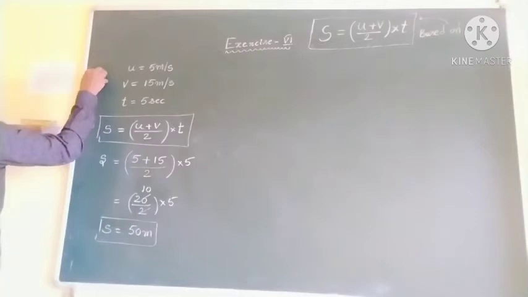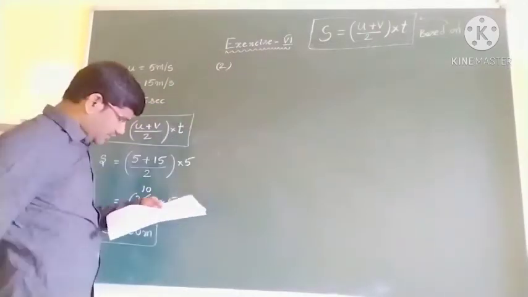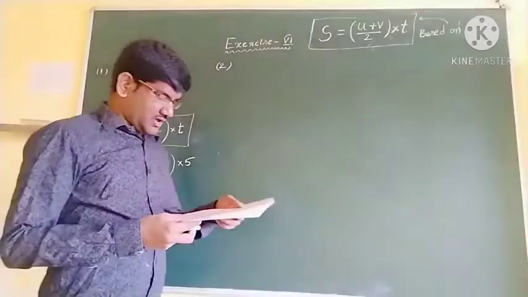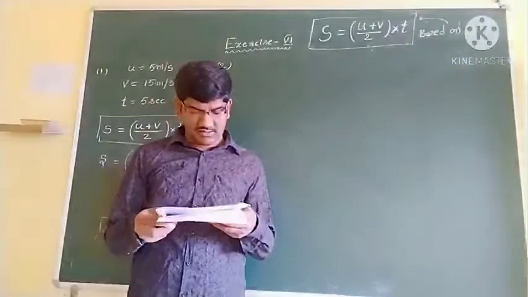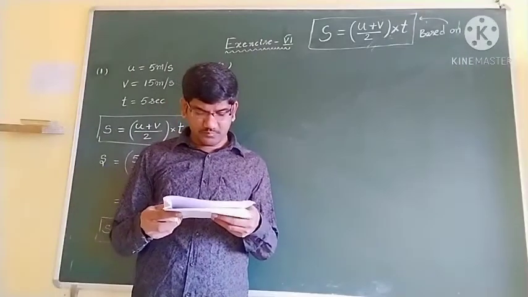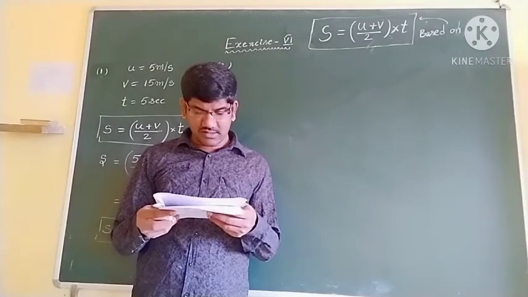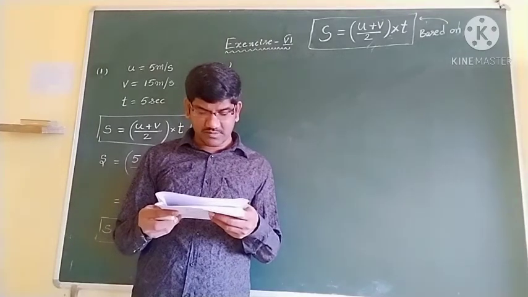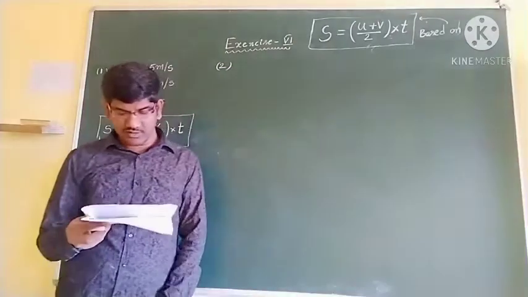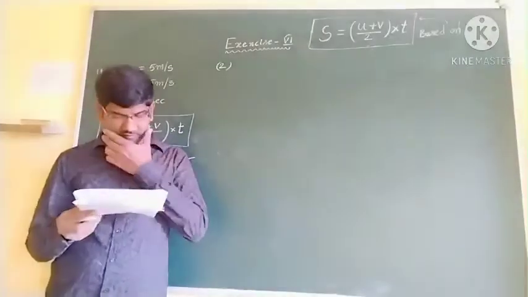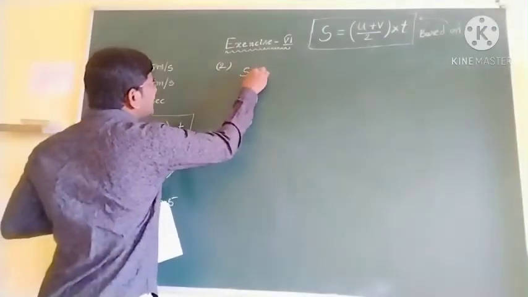First one is completed. Now, second one, you see, students. A body moving with an acceleration covers a displacement of 5 meters in 2 seconds. Find the velocity after 2 seconds if its initial velocity is 1 meter per second. So given that the displacement is 5 meters.